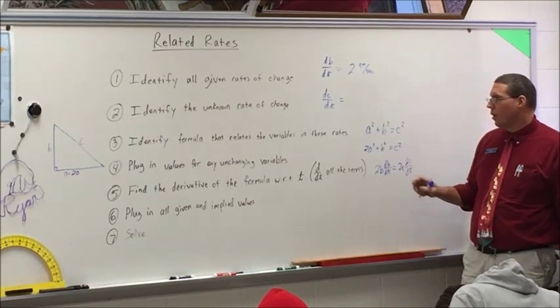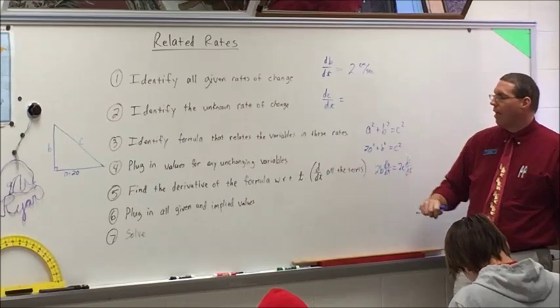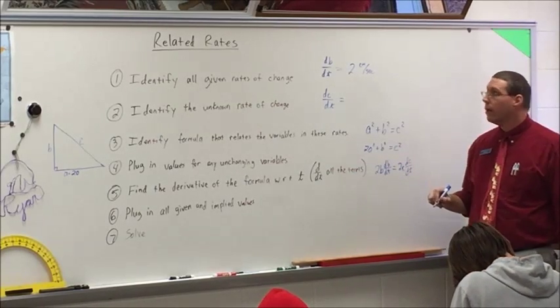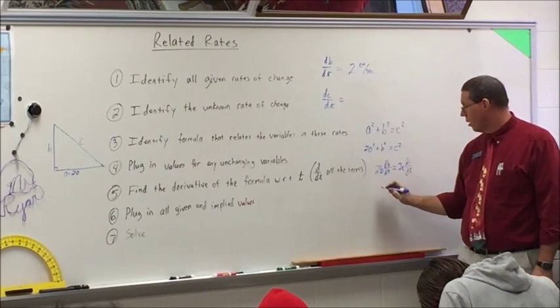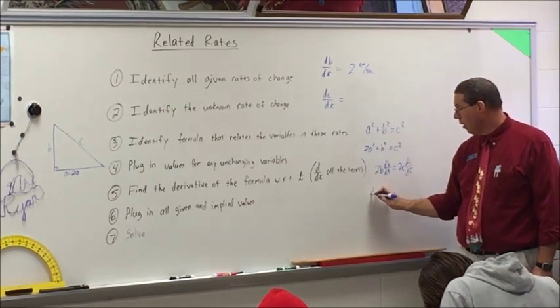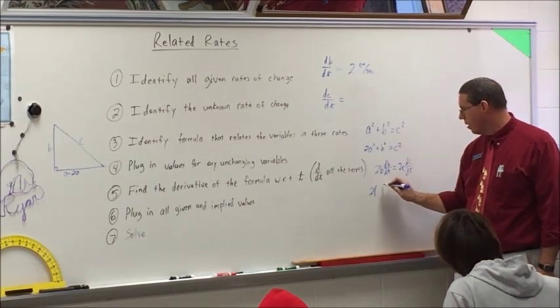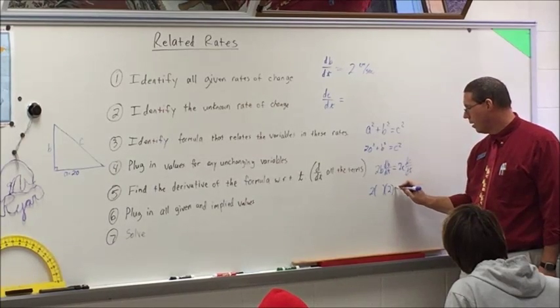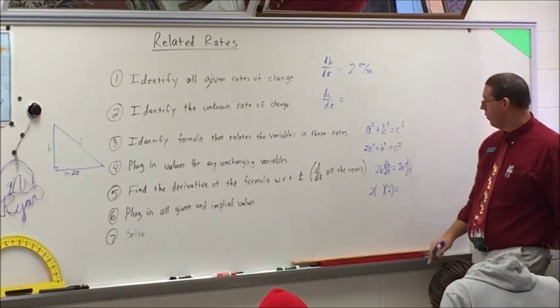Alright, so now, step 6. Plug in all given and implied values. What are we given here? What are we told? We're given db/dt, right? Which is 2. So I've got 2 and then something, b, whatever b is, and then db/dt is also 2, right? Please, guys, I need you to ask questions if you don't know what I'm doing here.